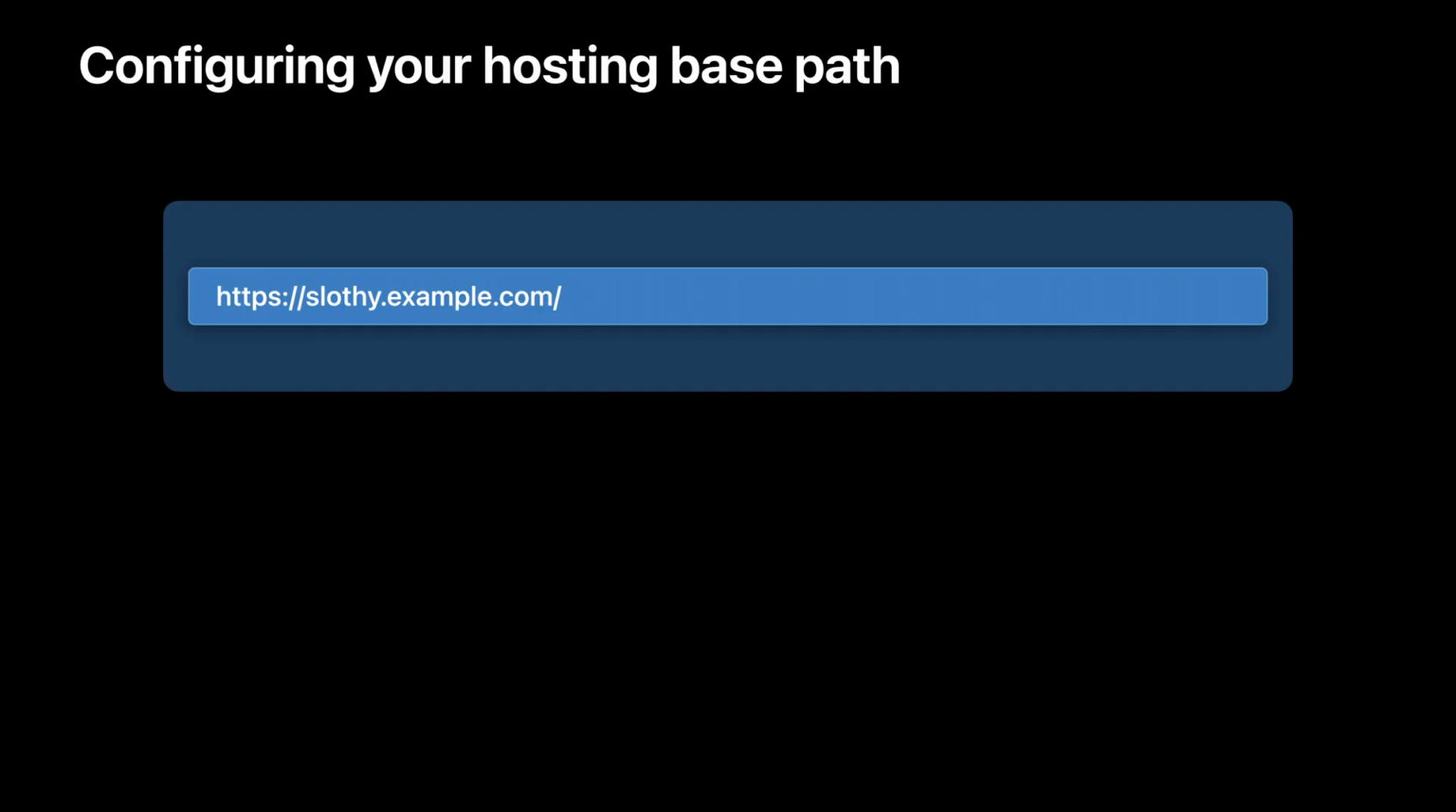To fully understand how this works and why we only need this configuration in certain hosting scenarios, like on GitHub Pages, let's take a look at how we would expect the URL of a DocC archive hosted on your own domain might look. Let's assume we already have a website for the Slothy app, slothy.example.com. And we'd like to publish the documentation for Sloth Creator as a part of that existing website.